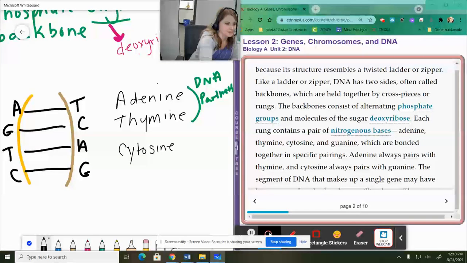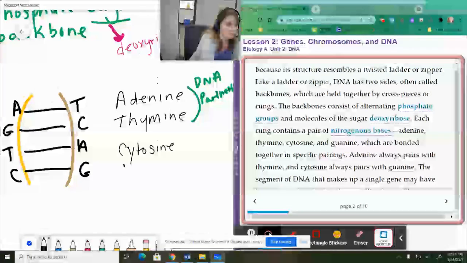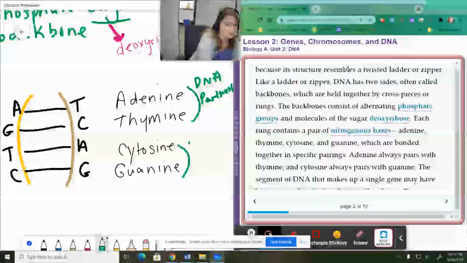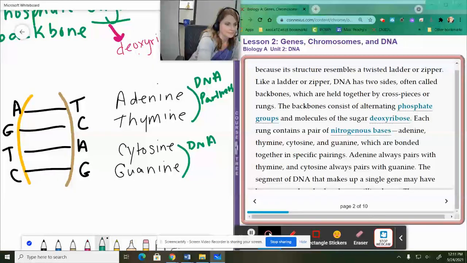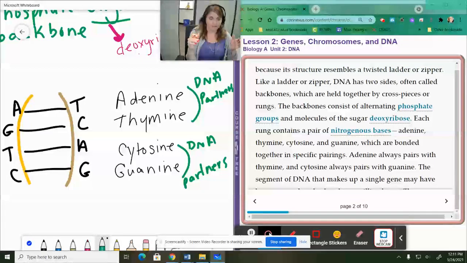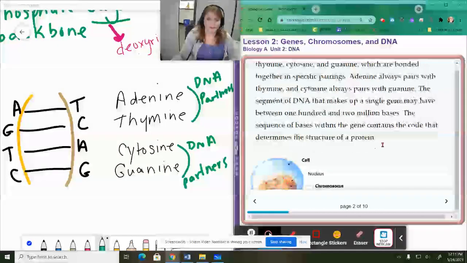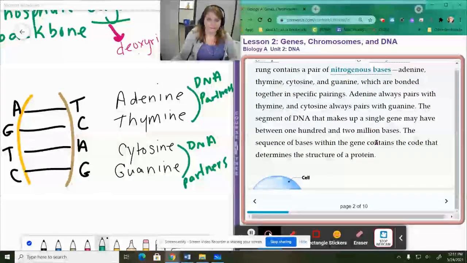Sometimes this whiteboard's a little hard to write on my touchscreen monitor. And guanine. And again, in DNA, these two are partners. So whenever you have one side that has adenine, the other side, to be able to bond together, will always have to have thymine when you're working with DNA. That's only true in DNA, but something you need to know. Okay, so then I said adenine always pairs with thymine, cytosine always pairs with guanine.